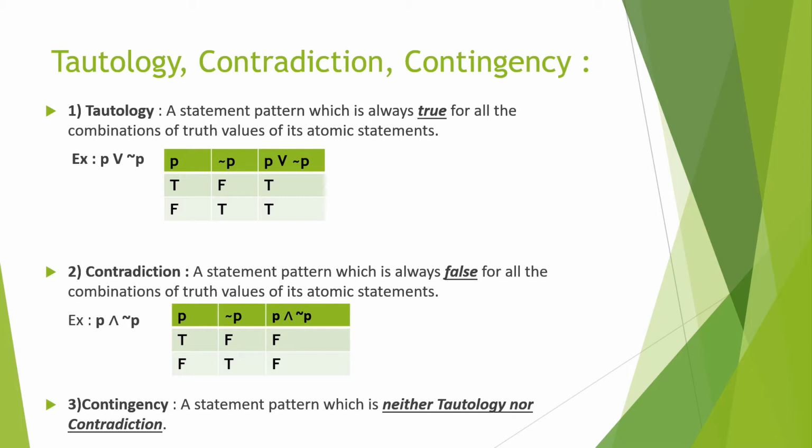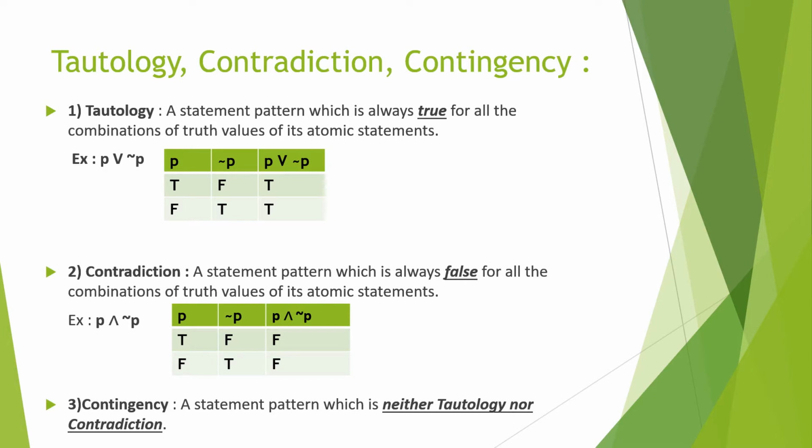So the next definition is of contradiction. Contradiction means in the last column of the statement, we always get all F. That means the statement pattern is always false for all the combinations of truth values of its atomic statements. Now here we are considering the example P and negation of P. If P is true, then negation P is false, and P and negation P, that is conjunction of P and negation P, is false, as negation P is false.